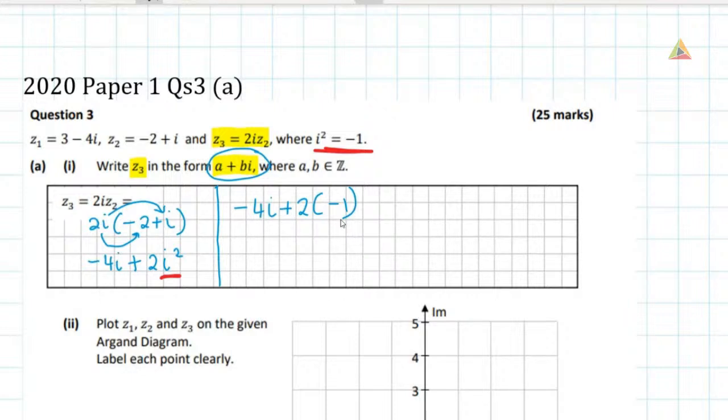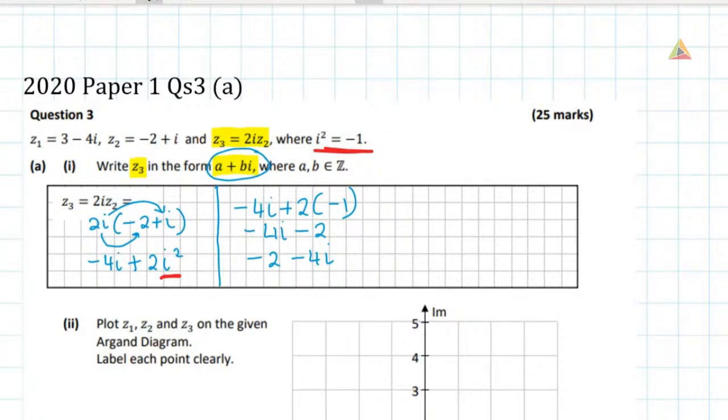And now we have a multiply, so we'll keep multiplying. -4i plus 2 times -1 is -2. And then we want to write it in the form of a plus bi, so we want the real part first, which is -2. And then we want the imaginary part, which is -4i. So when we multiply z2 by 2i, we end up getting another imaginary number, and that next imaginary number is -2 minus 4i.